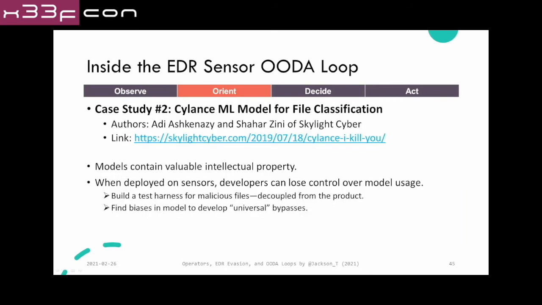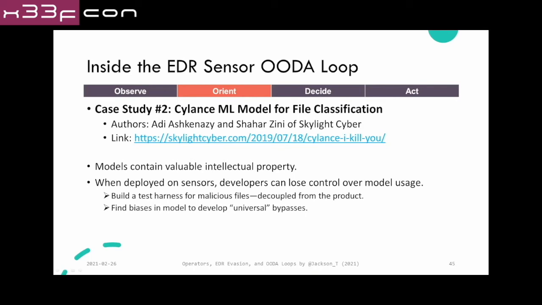The second case study is about Cylance's ML model for file classification. The authors at Skylight Cyber published it a couple years ago, and I thought it was really interesting because there wasn't much like it at the time. These models contain a treasure trove of intellectual property, usually with a lot of training going into them to get them into a more workable state. But the thing is that when they're deployed on endpoints, developers can lose control over how that model is being used. And there's a couple things that you can do with it that they did as well.